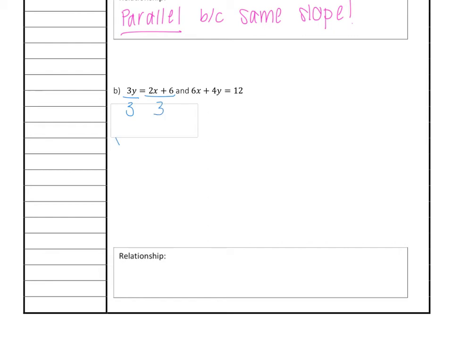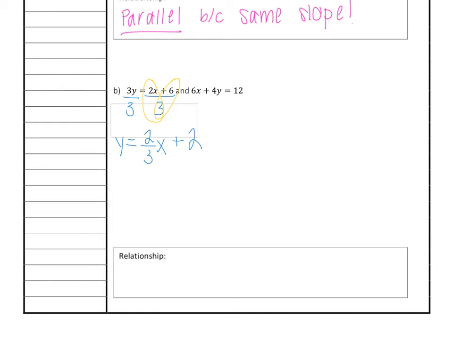3 divided by 3 would leave me with y. But then remember, I'm going to say, okay, well, what's 2 divided by 3? I can't simplify that at all, so I'm just going to leave it as 2 divided by 3. And then I have 6 divided by 3. That's going to leave me with a positive 2. So there's my first equation, and y equals mx plus b.